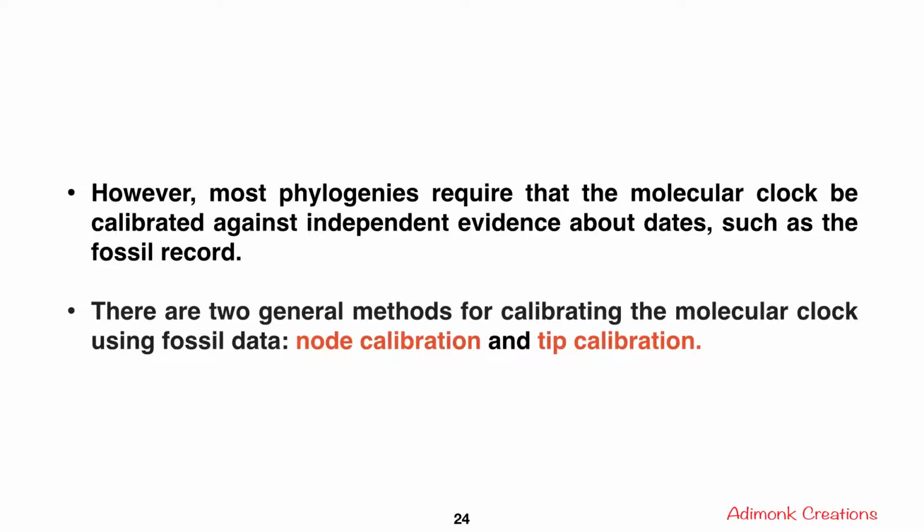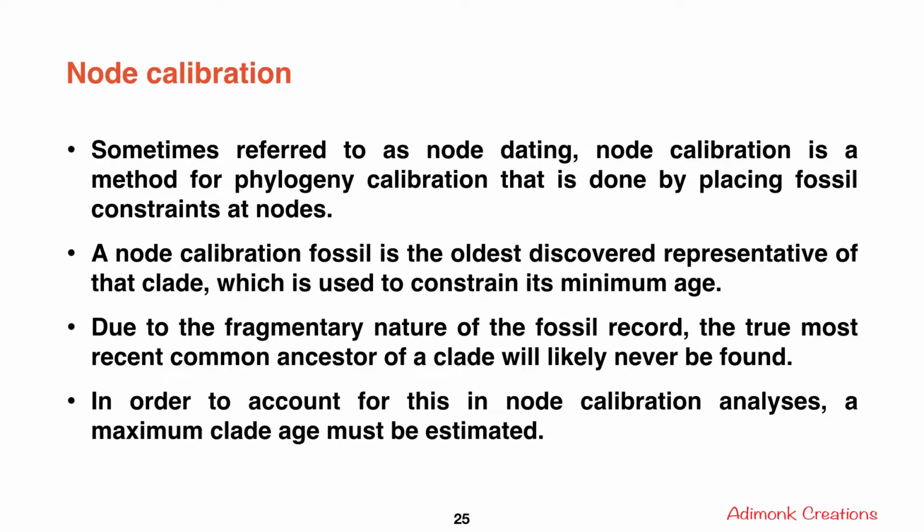the fossil record. So there are two general methods for calibrating the molecular clock using fossil data. One is known as node calibration and the other is known as tip calibration. So what is node calibration? Sometimes it is also referred to as node dating. Node calibration is a method for phylogeny calibration that is done by placing fossil constraints at nodes.